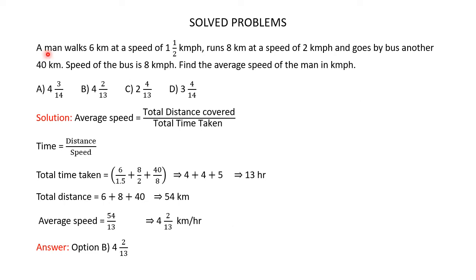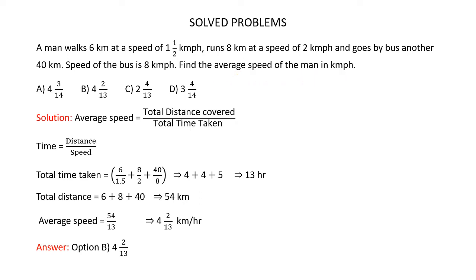A man walks 6 kilometers at a speed of 1.5 kilometers per hour, runs 8 kilometers at a speed of 2 kilometers per hour, and goes by bus another 40 kilometers. The speed of the bus is 8 kilometers per hour. Find the average speed of the man in kilometers per hour. Here you are given 4 options and you have to find out which of these options is the correct one. So here you are asked to find the average speed of the man in kilometers per hour.